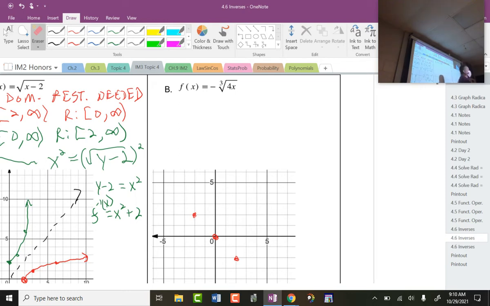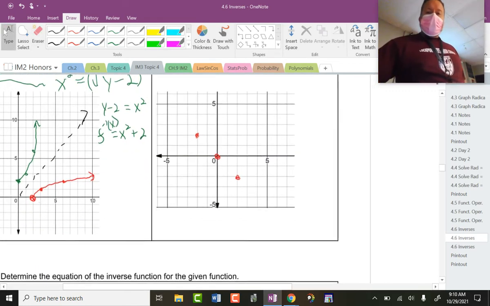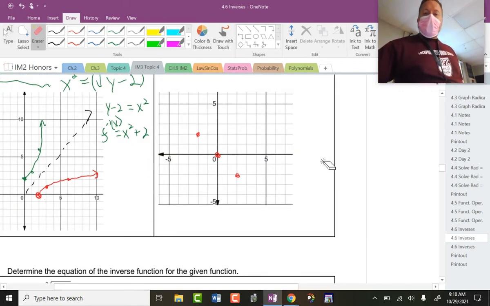It's way out here, and I'm actually going to graph it. 16 times 4 is 64. The cube root of 64 is 4. Negative. So 16 comma negative 4 is like way out here. 5, 10, 15, about 16.